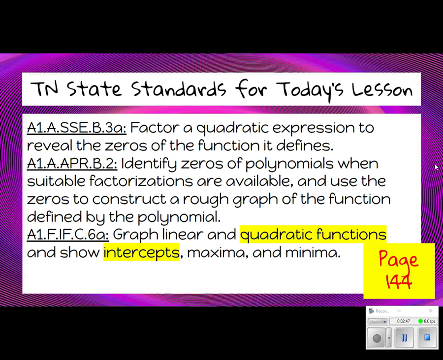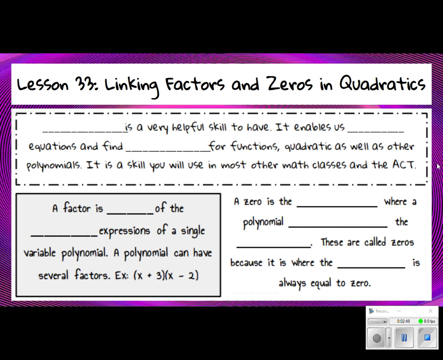So we're on page 144 in the notes. And on page 144, you have a whole bunch of stuff there. We're going to fill in some blanks. You ready? Here we go. Factoring is a very helpful skill to have. It enables us to solve equations and find x-intercepts for functions, quadratics, as well as other polynomials. It is a skill you will use in most other math classes and on the ACT.